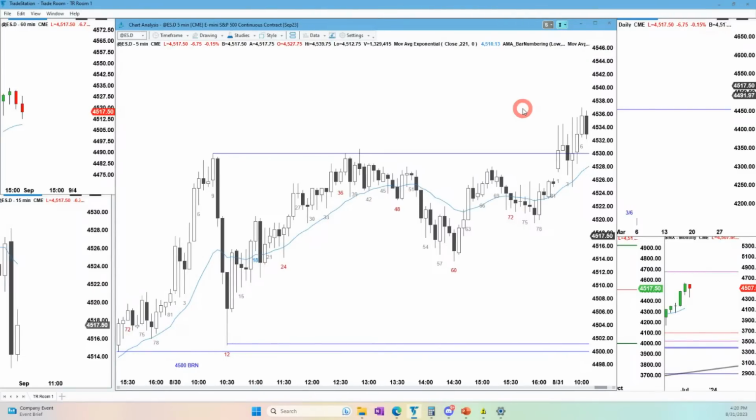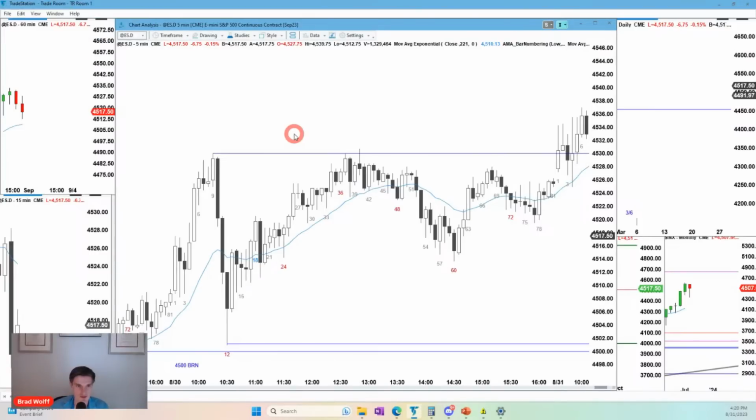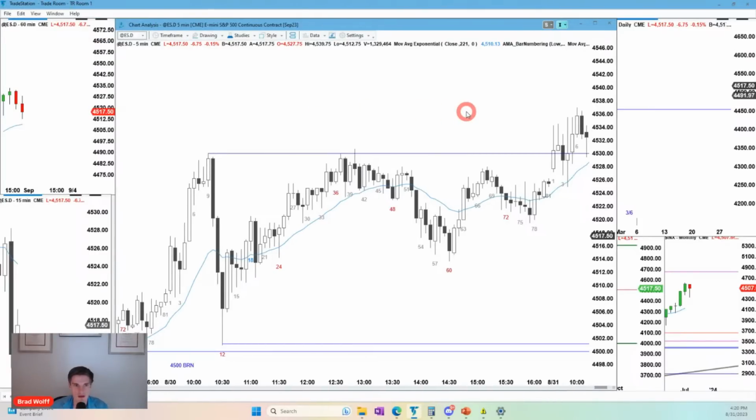Bar 7, bear bar, possible second entry short. First entry was below 2, second entry below 7. Okay to exit longs, and I probably would exit longs here. It's a second failed breakout of yesterday's high. Too much risk of a trading range day. Therefore, probably better to go ahead and get out of longs.